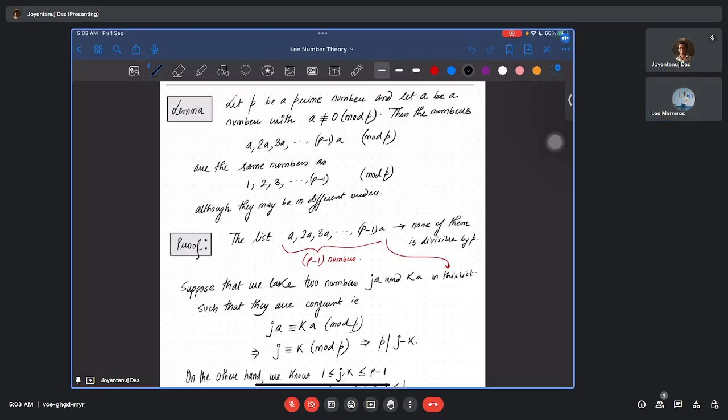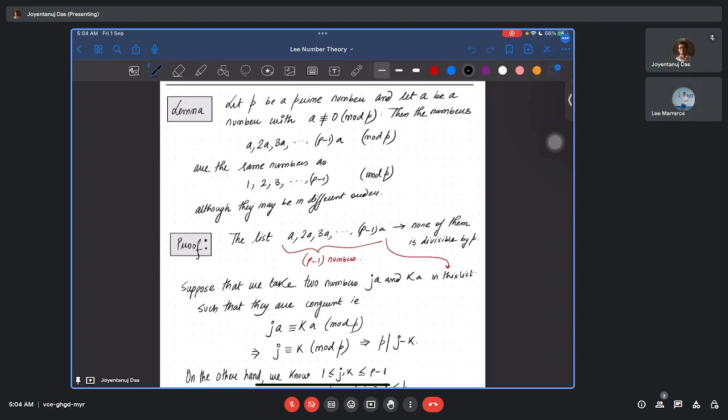So let us see the statement. Let p be a prime number and let a be a number such that a is not congruent to 0 mod p. That is, p does not divide a. Then the numbers a, 2a, 3a, up to (p minus 1)a are the same as 1, 2, 3, up to p minus 1 in modulo p, in some different ordering.